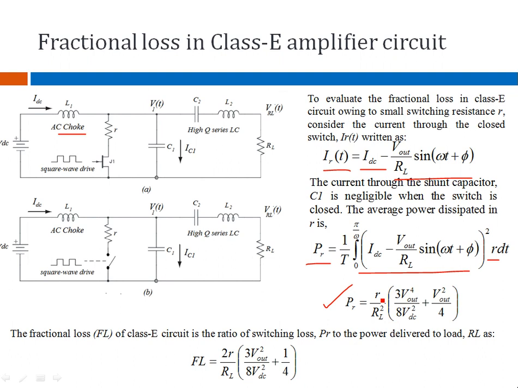So to express the fractional loss of the class E circuit, the ratio of the switching loss to the power delivered to the load can be expressed as such, and you can see that for a very small switching resistance R and large load resistance, if, for example, you have to design this amplifier for large load resistance, the idea is that if you can transform the radiation resistance of the transducer to higher loads through LC matching sections, then you're going to have a design of amplifier that is going to have a very low fractional loss.